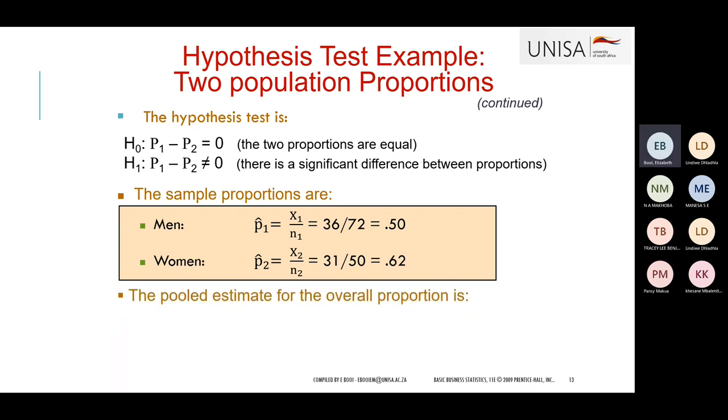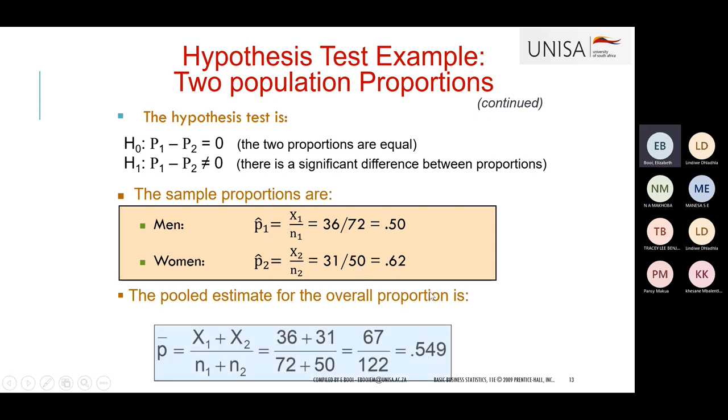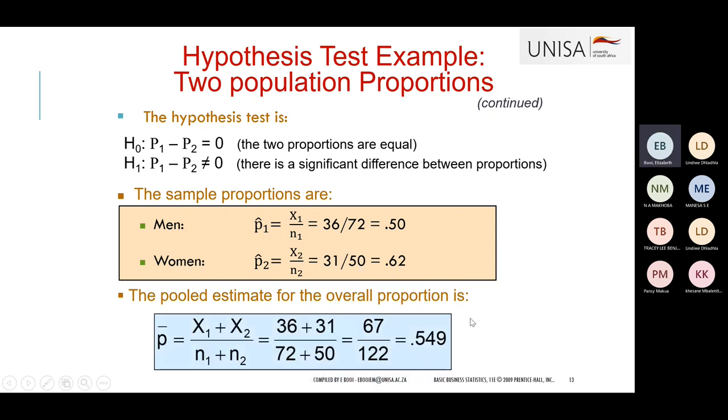We need to also calculate our pooled estimate, which is X1 plus X2 divided by N1 plus N2. Remember that? So we're going to say 36 plus 31 divided by 72 plus 50. And then we get our pooled P bar, which is our mean estimate, 0.549. Now we almost have everything that we need. Then we can continue.